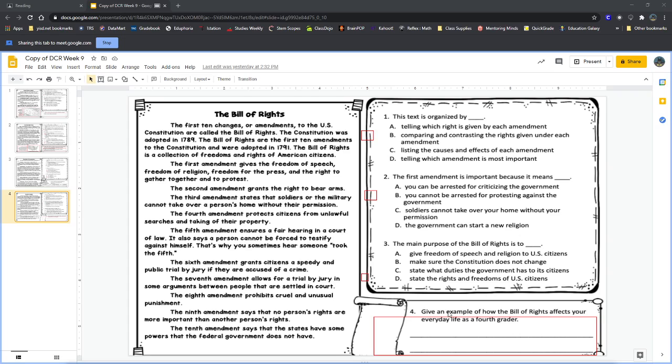The Fifth Amendment ensures a fair hearing in a court of law. It also says a person cannot be forced to testify against himself. That's why you sometimes hear someone took the fifth. So the Fifth Amendment makes sure that, number one, you need to have a trial in court. So they can't just say, oh, it was Ezekiel who stole the diamonds. It's him. He's guilty. Throw him in jail. There has to be a trial.